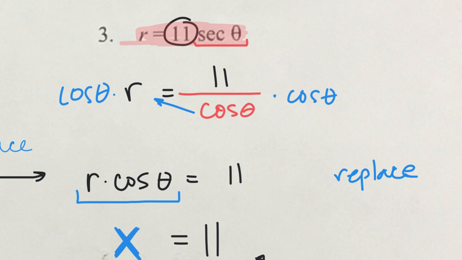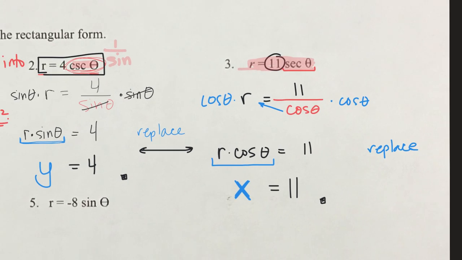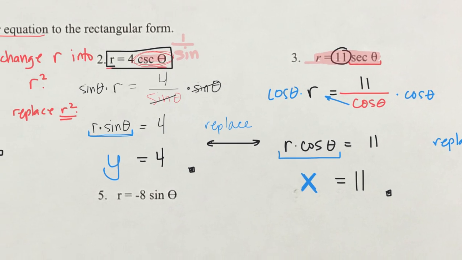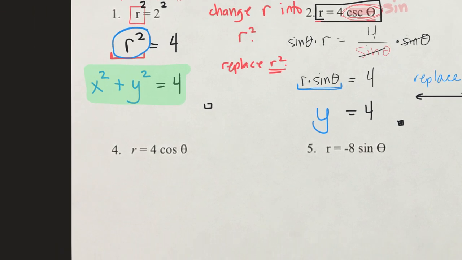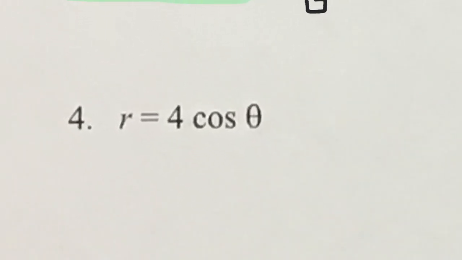So the strategies are basically the same, right? If you see something, we want to create our sine, we want to create our cosine, we want to create r squared if possible, because those things can be replaced. Okay? So here is another problem. We have r equals 4 times the cosine of theta. R equals 4 times cosine.